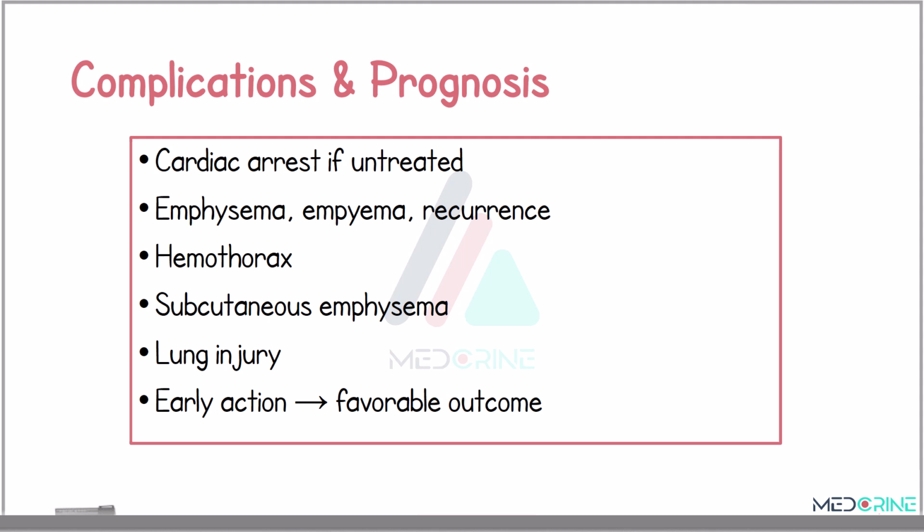And when looking at the complications and the prognosis of tension pneumothorax, if tension pneumothorax is left untreated, it can cause cardiac arrest, emphysema, empyema, recurrence, hemothorax, subcutaneous emphysema, and lung injury, and early action is usually associated with a favorable outcome.